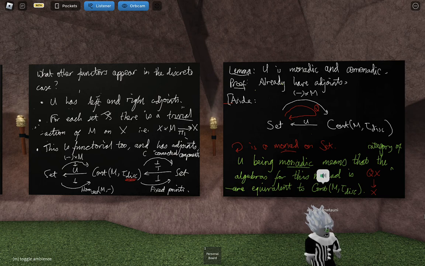So, in fact, having stated precisely what this means, I'm not going to conclude the proof, because it amounts to saying when I take the definition of algebras for a monad and I apply it to this particular situation, I end up getting back exactly the definition of actions that I started with.